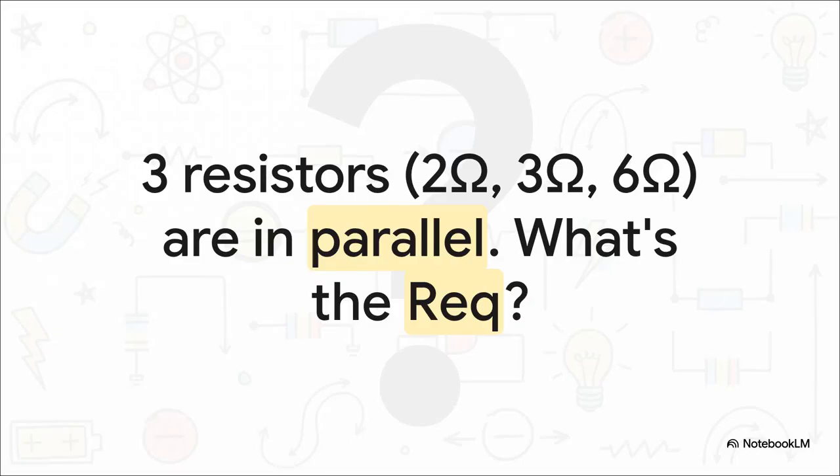Okay, time for a quick challenge. You have 3 resistors connected in parallel, 2, 3, and 6 ohms. Go ahead and pause the explainer here and try to calculate the equivalent resistance. Remember that formula for parallel circuits? You got it? The correct answer is 1 ohm.